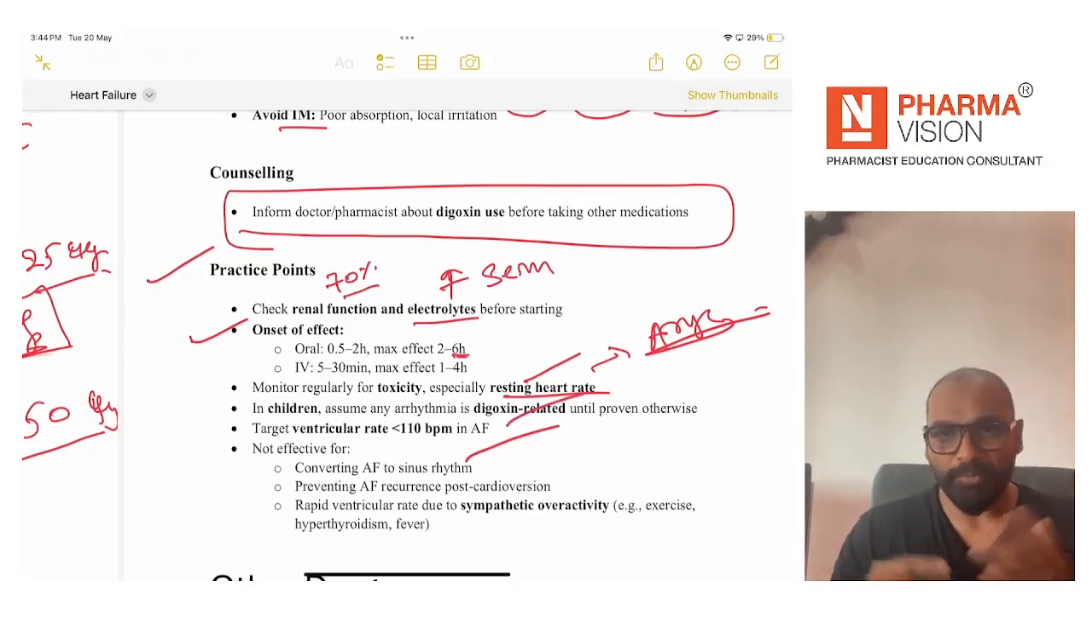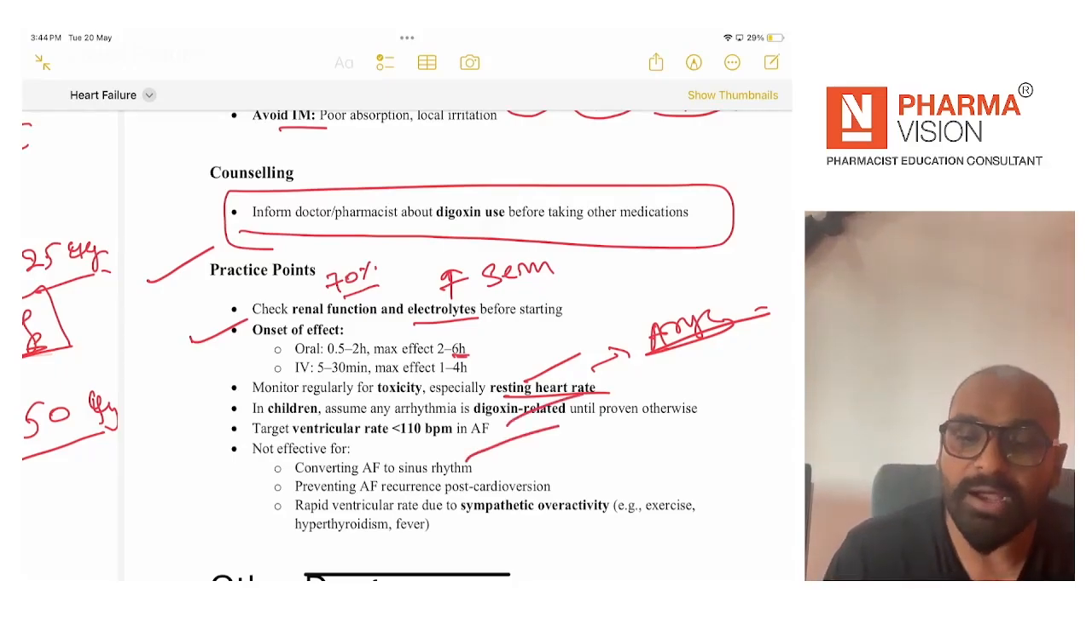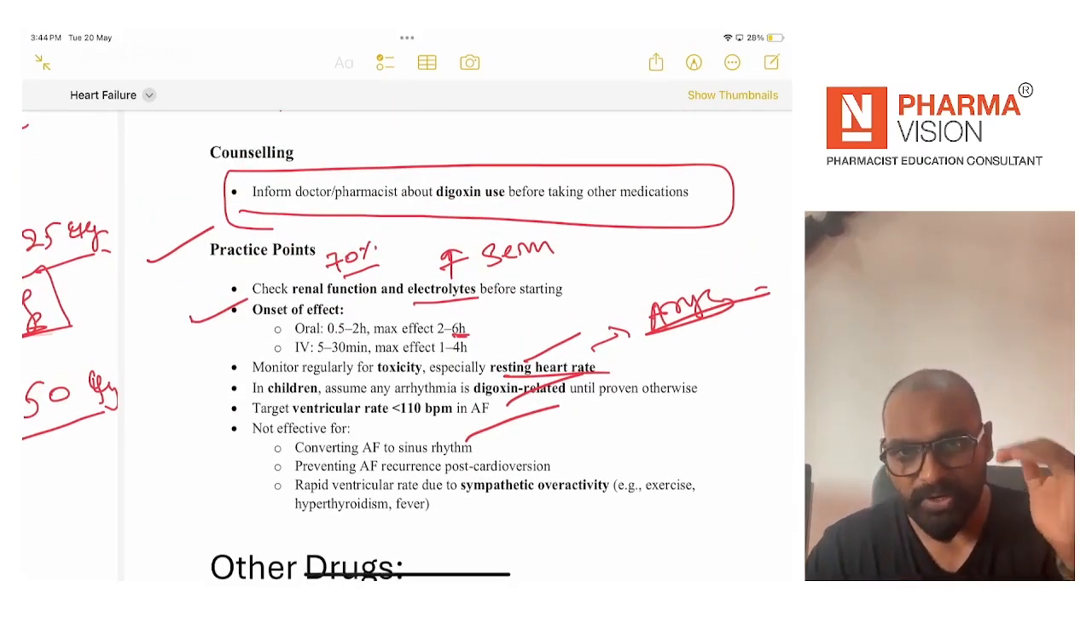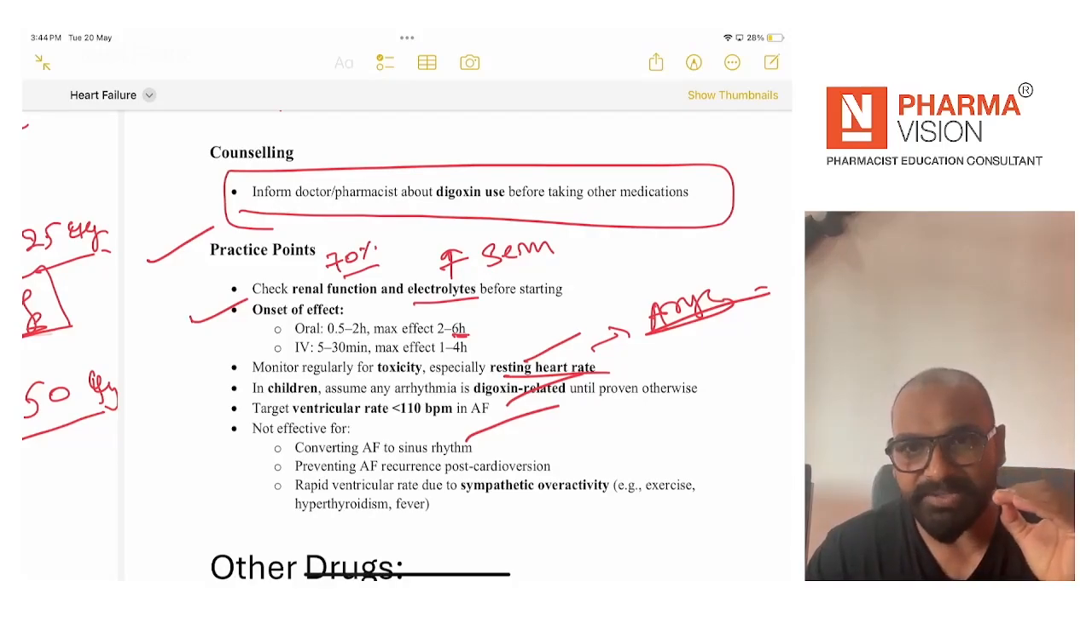Okay, these are the important points that you must understand about digoxin. So what are the key points? First of all, indication and the mechanism of action.